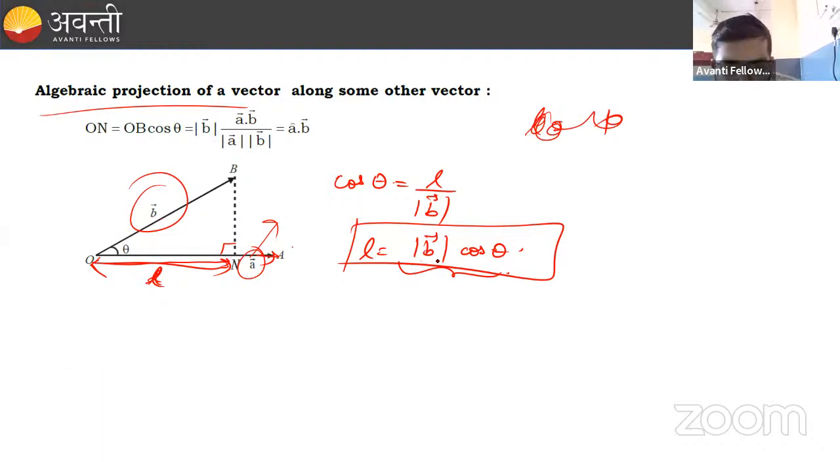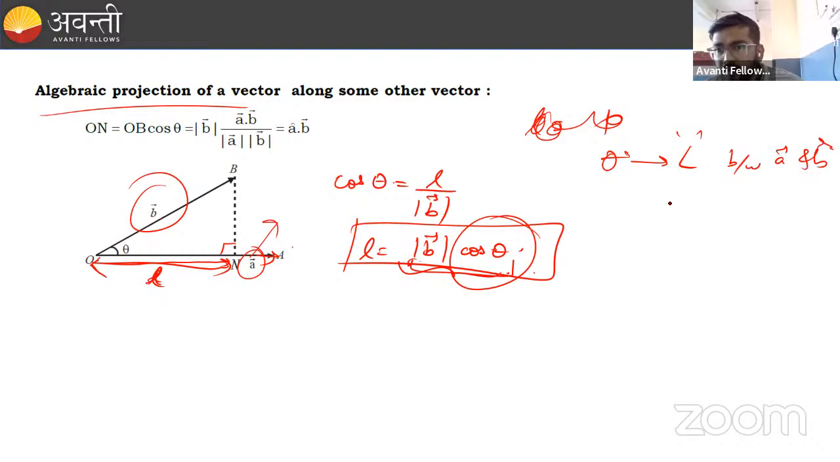Now we know that L is mod of b bar cos theta, right? What is cos theta? Theta is the angle between a bar and b bar. So we can find cos theta. How can we find it? We already studied that cos theta is a bar dot b bar upon mod of a bar into mod of b bar, right?